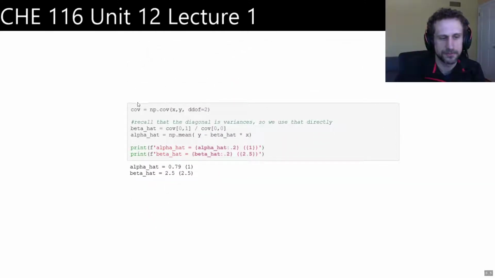Now this is how we compute the regression. We first get the covariance matrix, because the covariance matrix will contain on the off diagonal the xy covariance, and then on the diagonal in the first element it will contain the variance of x. Now there's one change here, and that is that the deducted degrees of freedom is equal to 2 here.